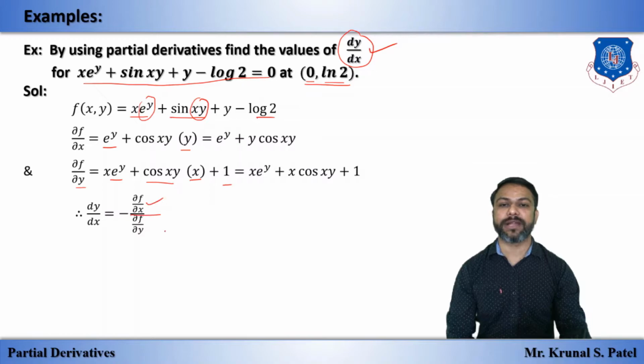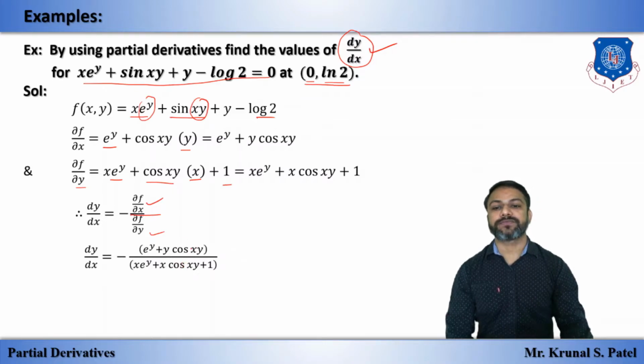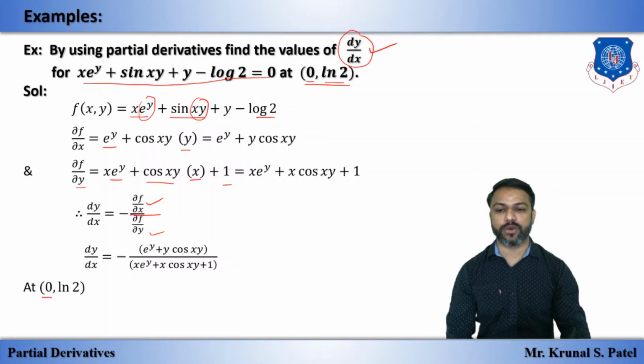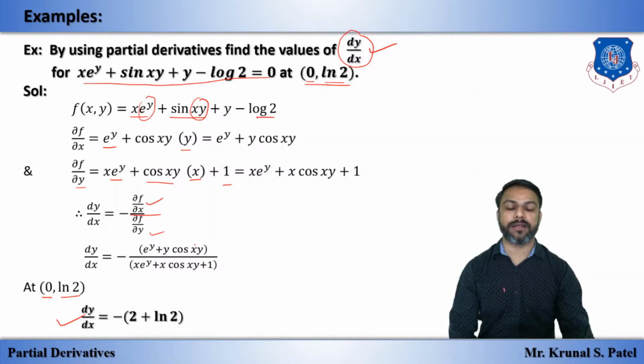Now by using the formula for dy by dx, we will put the value of del f by del x in the numerator and del f by del y in the denominator. So we have this answer. Now we will put the value of x and y, that means x is 0 and y is ln 2. We will get this answer. How? Have a look here.